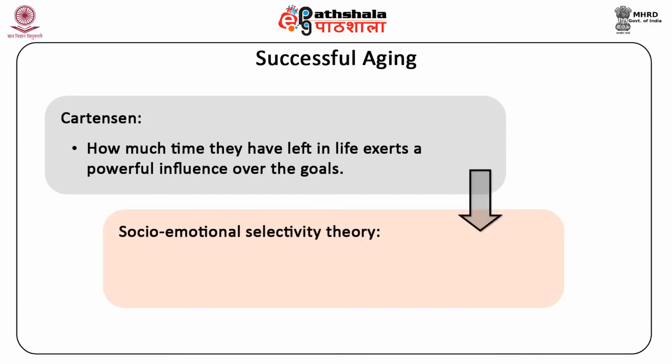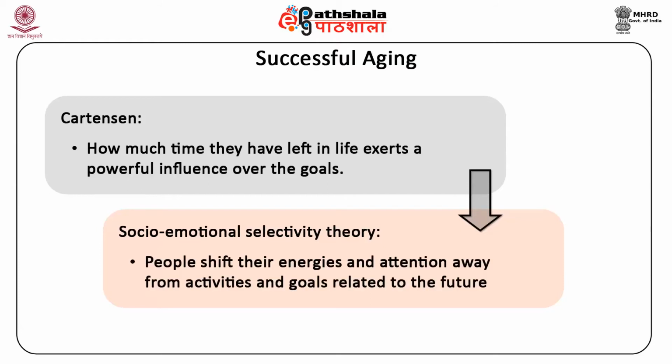According to the socio-emotional selectivity theory, as people realize that they have fewer years to live, they shift their energies and attention away from activities and goals related to the future and focus more on the present.